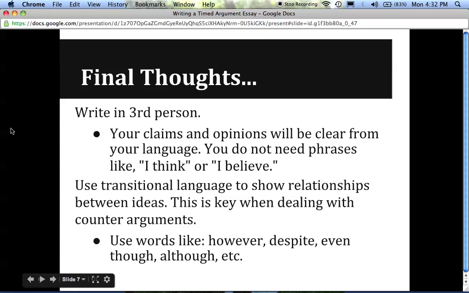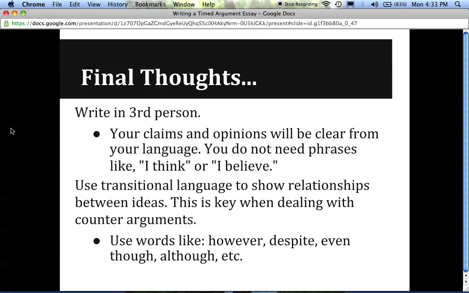Some final thoughts. Like I said, try to stay in third person, so your claims and opinions will be clear from your language. You don't need phrases like, I think, I believe, I feel. Just state what you think without the I, and it will be clear what your opinion is.